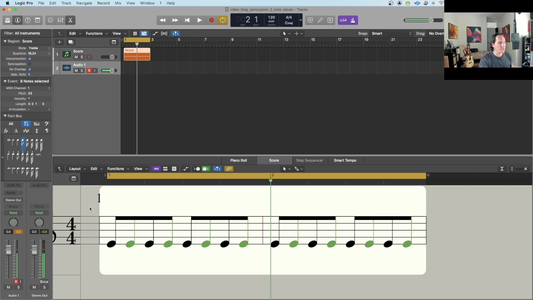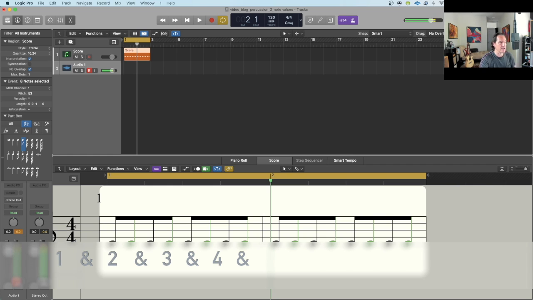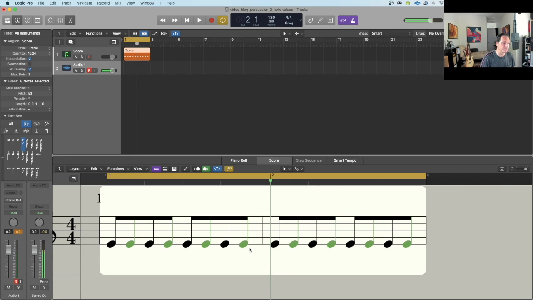So again, 2 bars I've composed so far, and these are our lovely 8th notes, and so we count this as 1 and 2 and 3 and 4 and 1 and 2 and 3 and 4. So that's how you count the eighth notes. You put an "and" after the number value. Pretty simple, right? Pretty straightforward.